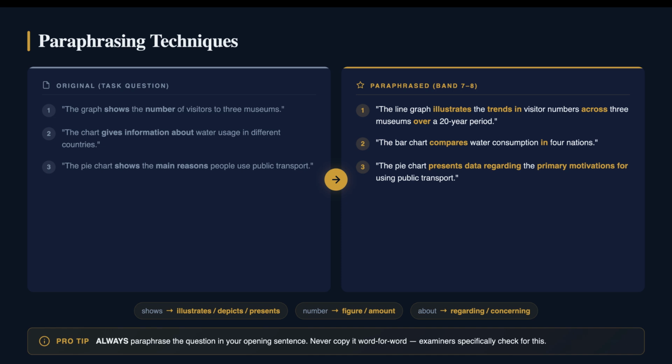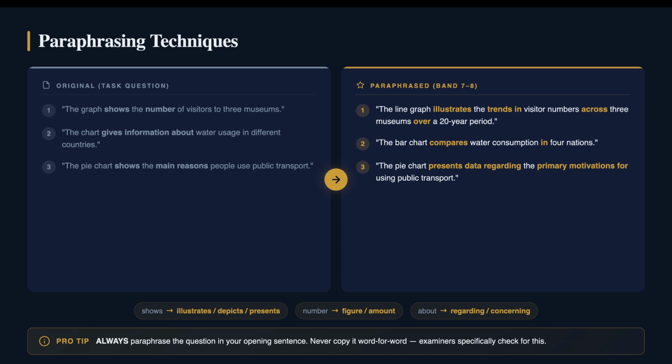So in this case, it's important that you use the right synonyms for earning band 7 plus or band 8. For example, show is being replaced by illustrates, depicts, and presents. That's the best synonym for the verb shows. Number is being replaced by figure or amount. About is being replaced by regarding or concerning.